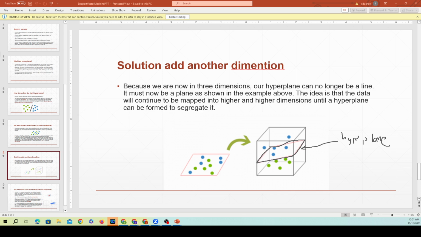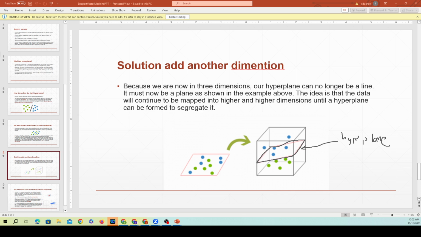Now, let's say that we have a three-dimensional space and we can't find that plane. Then we have to move to the fourth dimension, and so on, until we find that separation. Because we're now in three dimensions, our hyperplane can no longer be a line. It must now be a plane, as shown in the example above. The idea is that the data will continue to be mapped into higher and higher dimensions until a hyperplane can be formed to segregate it. That's practically what we do. We keep doing it until we reach that separation of the two classes of data.